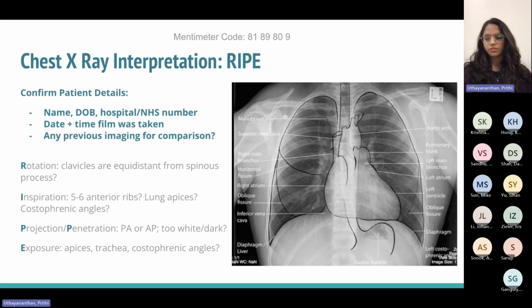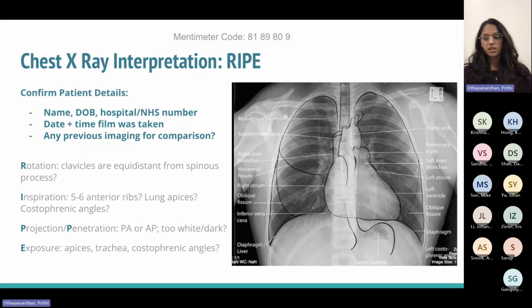And then P is for penetration or for projection. Starting off with penetration, we just want to make sure that the X-ray doesn't look too white or too dark. In the next slide, I'll show you some images that are not well taken, so you can comment on that as well. And projection is basically whether the image is PA or AP. If it's PA, which is what is mostly done, it means that the X-ray machine is behind the patient.